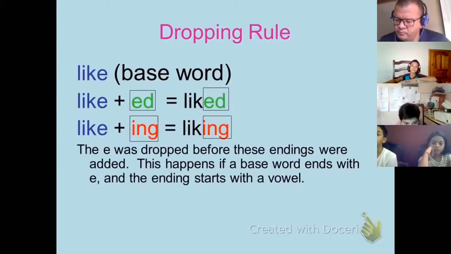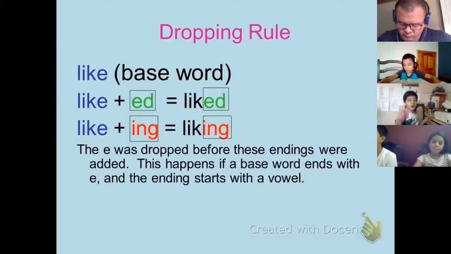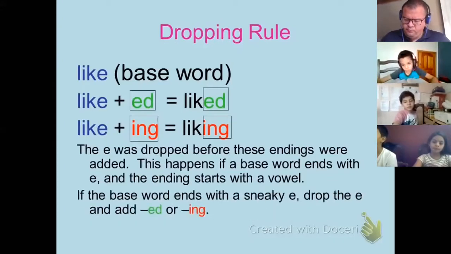The e was dropped before these endings were added. This happens if a base word ends with e and the ending starts with a vowel. If the base word ends with a sneaky e, drop the e and add ed or ing.